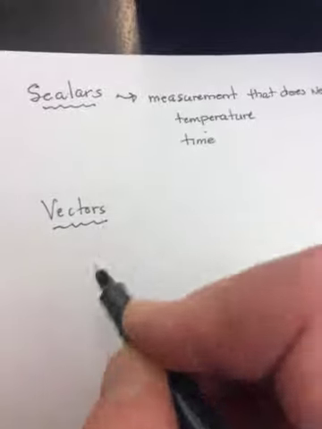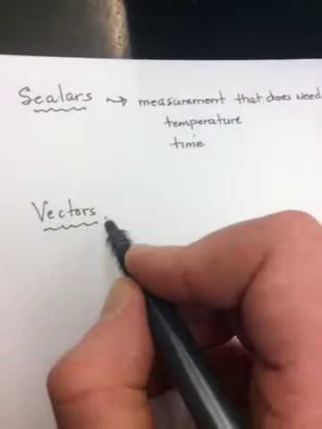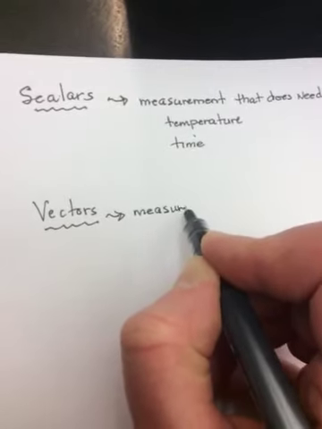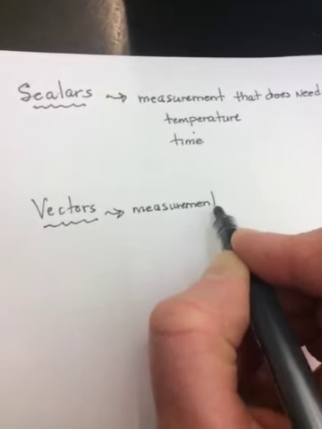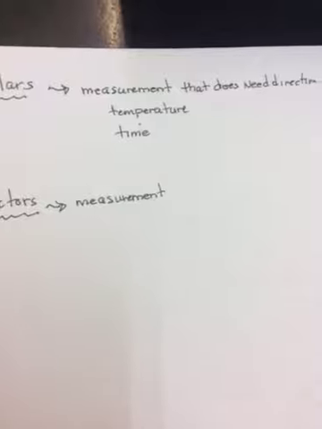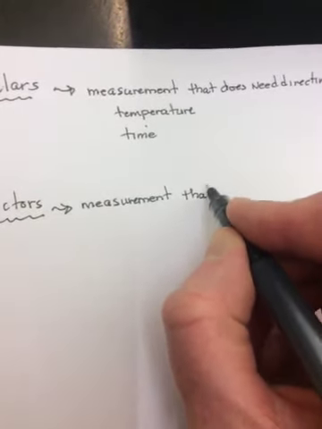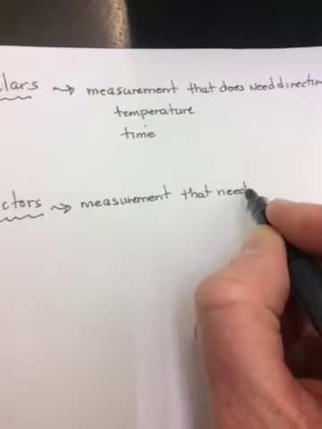Vectors aren't completely described by their size and their unit. They are also measurements, but besides the size and the unit, it needs a direction. So a measurement that needs a direction.